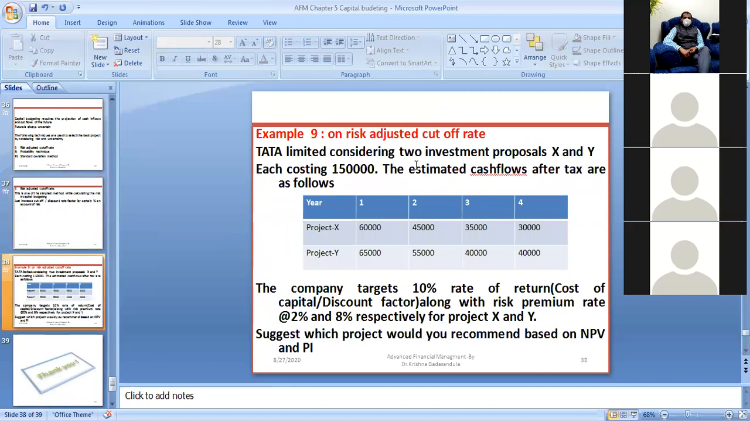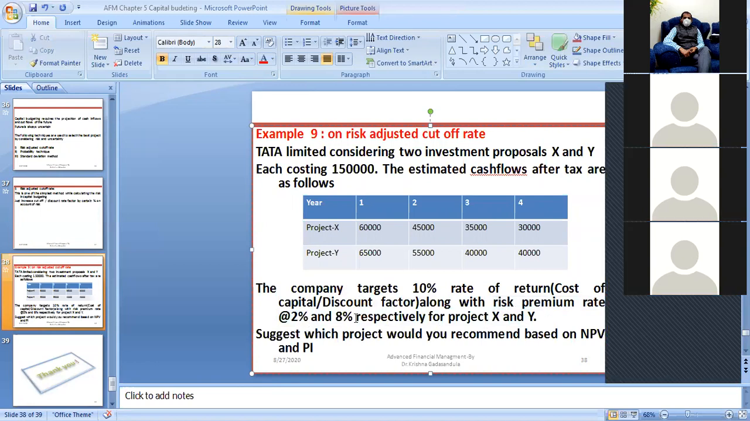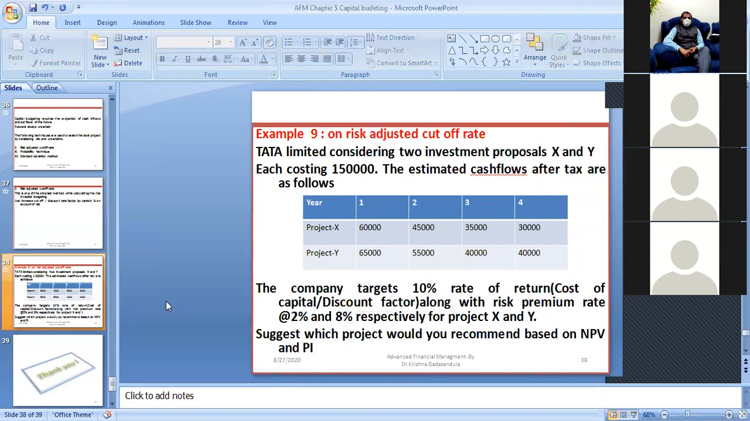Say for example, Tata is considering two investment proposals X and Y, each costing 1,50,000. The estimated cash flows after tax are as follows. The company targets a 10% discount rate, and the risk premium rates are 2% and 8% respectively. So to this 10%, you add the 2%, a total of 12% for project X. And 10% plus 8% is 18% for project Y. Just add and calculate the NPV. That's enough. Only the difference is that.